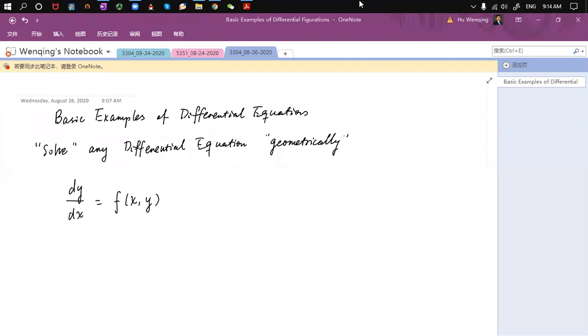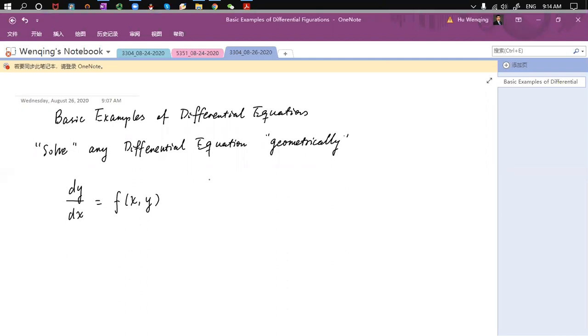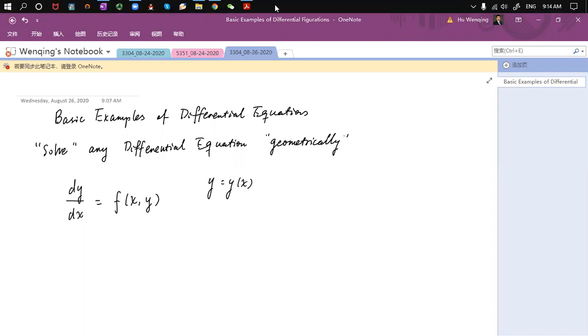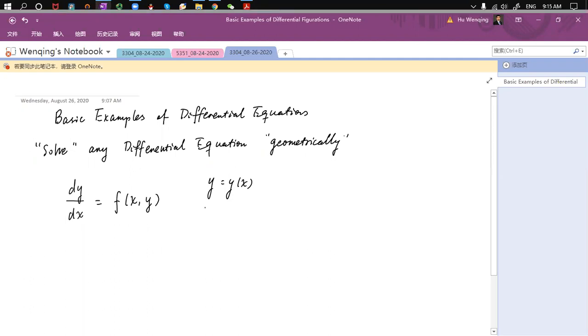Okay, it doesn't matter. We're looking for the function y as a function of x, so y equals y of x. In order to have this, let us just imagine that a solution has already been found for this differential equation. Then you can describe the solution.